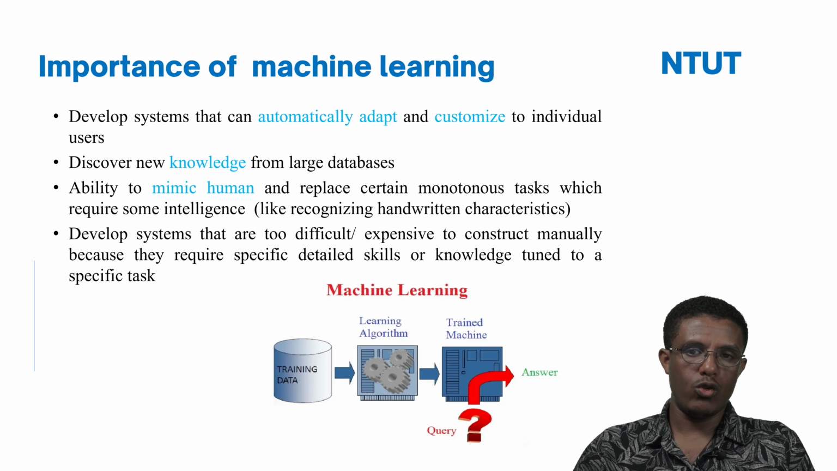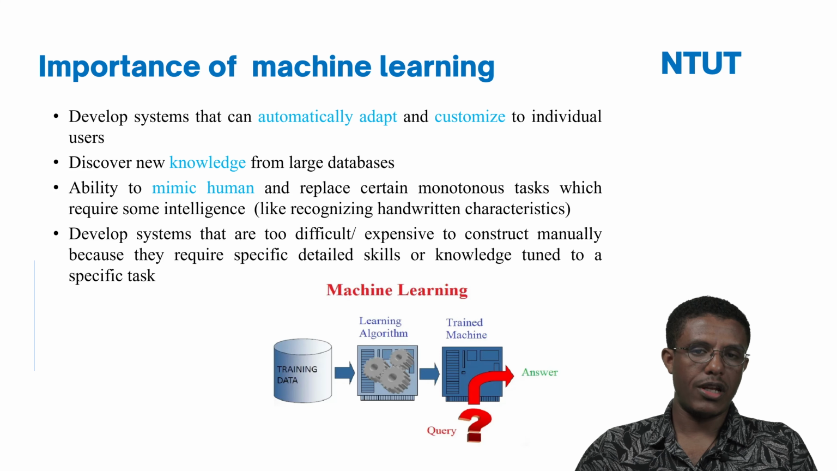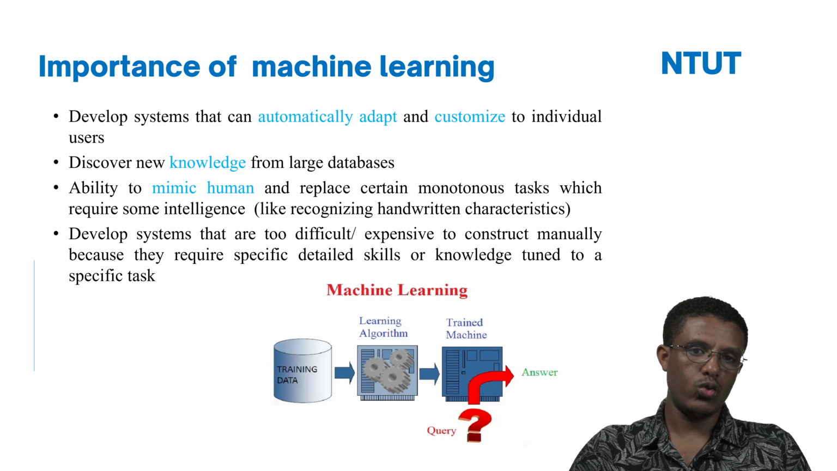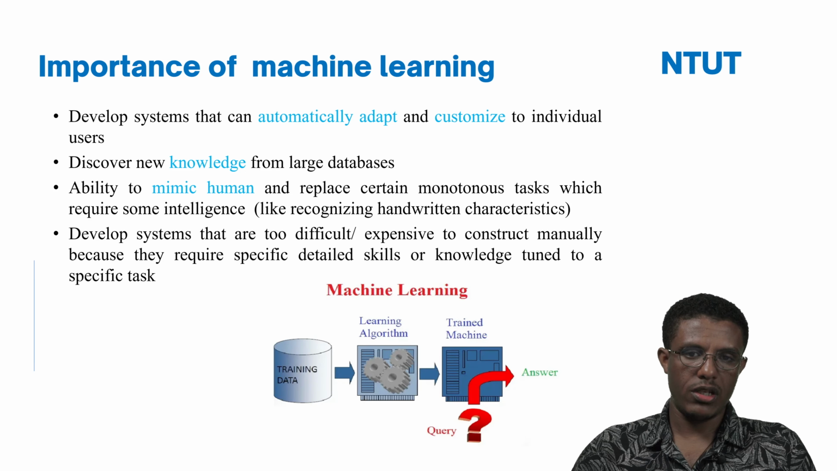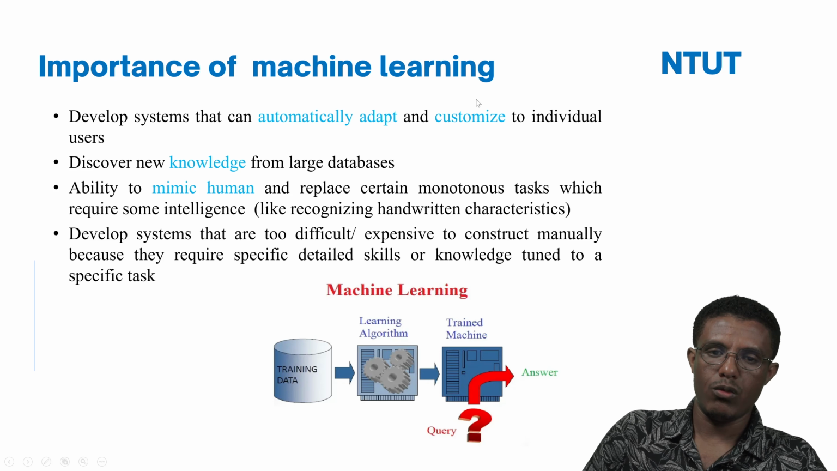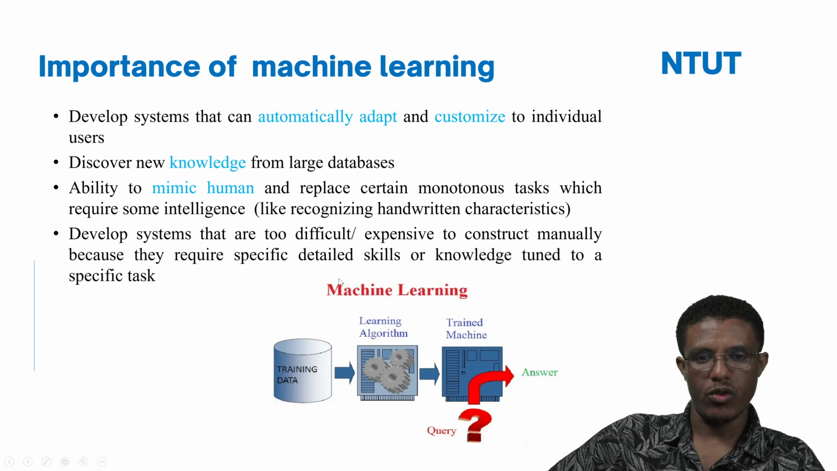And the other one is the ability to mimic humans and replace certain monotonous tasks that require some intelligence. Right now machine learning can act like human beings and replace them in different areas. Because of that, it simplifies our tasks and lets us develop systems that are too difficult and expensive to construct manually. Especially in difficult and expensive areas, in order to save time and cost, we can easily develop the model and then perform different tasks. For example, this is the machine learning algorithm, the model.